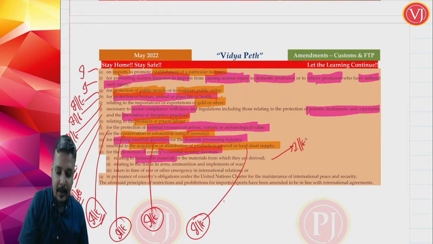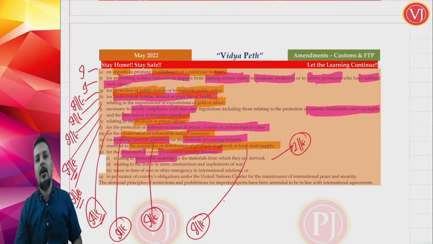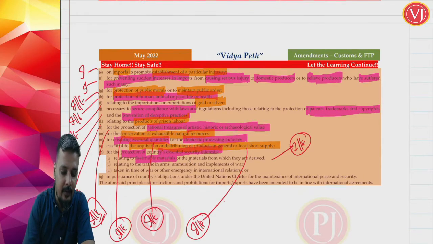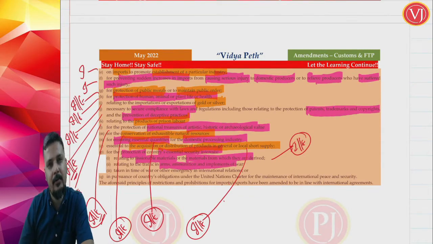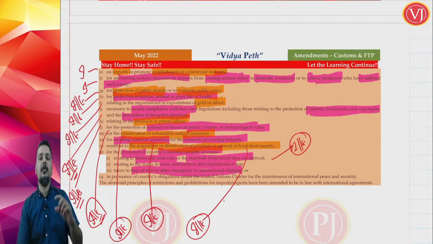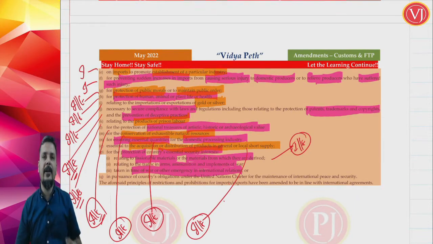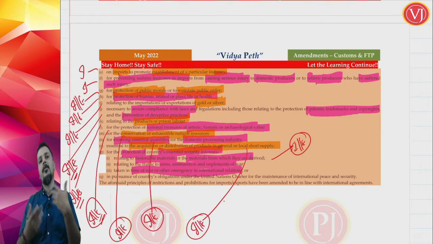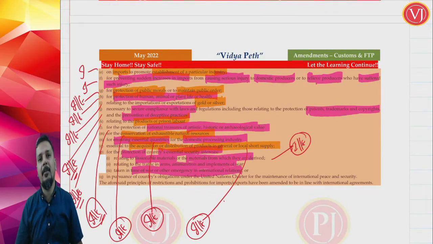So this fissionable material refers to bio weapons or nuclear weapons, or the raw materials used for making them, or relating to arms, ammunition and implements of war, or taken in time of war or emergency in international relations. Now the first 2 points specifically talk about arms, ammunition, bio weapons, nuclear weapons. The third point focuses on any item, if at the time of war, if at all we are in the process of war with a particular country, say China tomorrow. So the government can tell that imports from China and exports to China are banned for security purposes for, say, 1 year or 2 years. That can always be there.